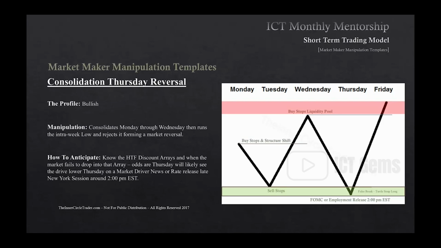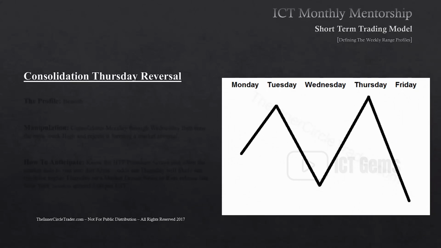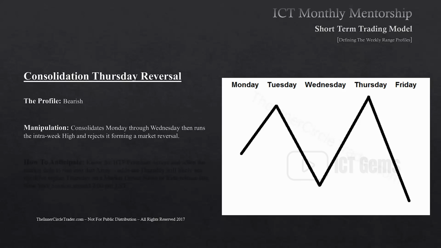So your one shot, one kill would be framed on a Thursday going into Friday. So it's really one day's worth of action that you waited for all week, but the scenario generally looks like this. Okay, consolidation Thursday reversal for a bearish market profile. The manipulation you're looking for is consolidation Monday through Wednesday. Then it runs the intra-week high and rejects it, forming a market reversal.